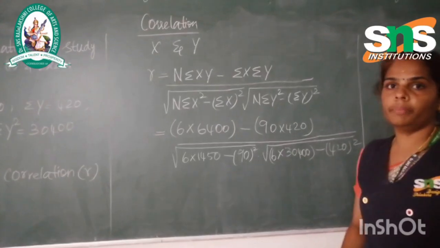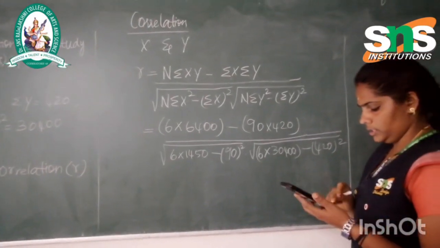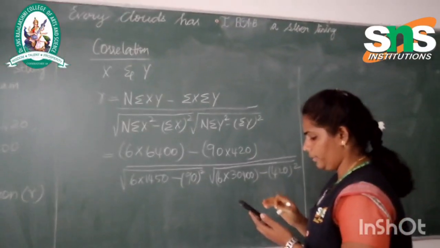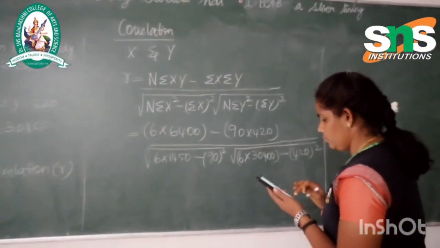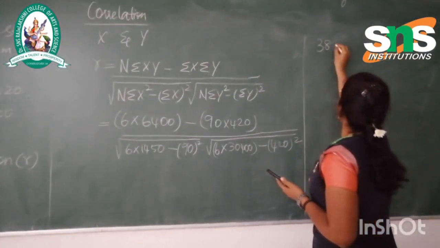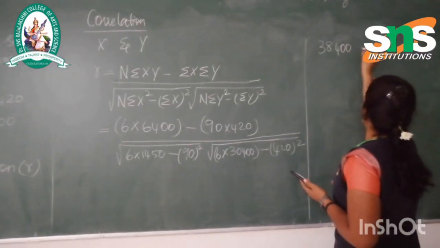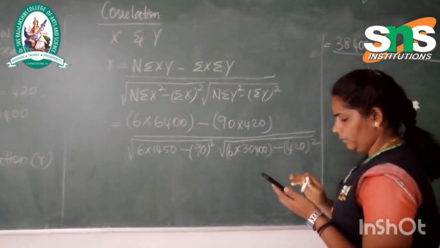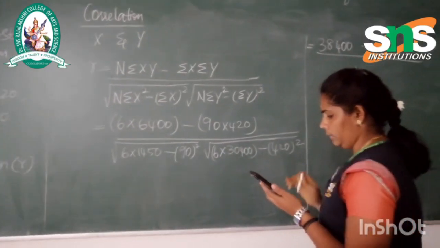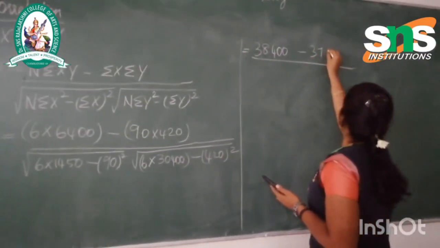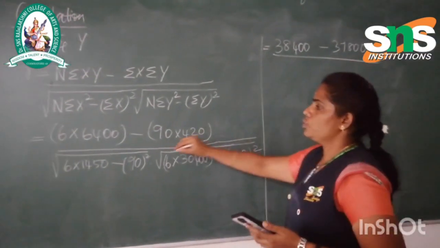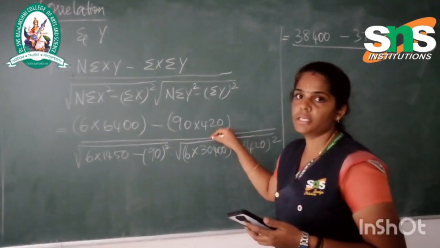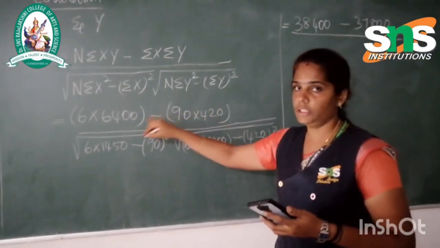Now we are going to simplify this problem. First there is the multiplication of 6 into 6,400. So 6 into 6,400 is 38,400, minus 90 into 420, which is 37,800. I have solved the numerator by multiplying the first two elements and the second two elements. Finally, we have to subtract these two values.